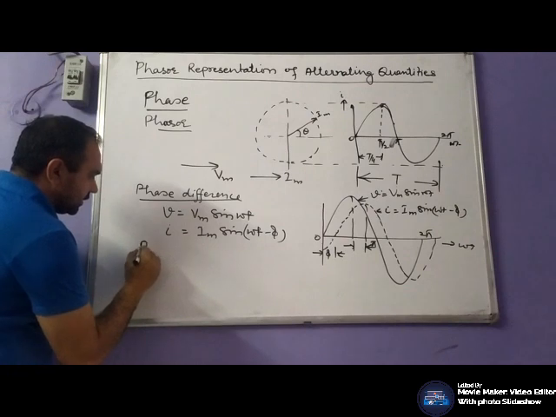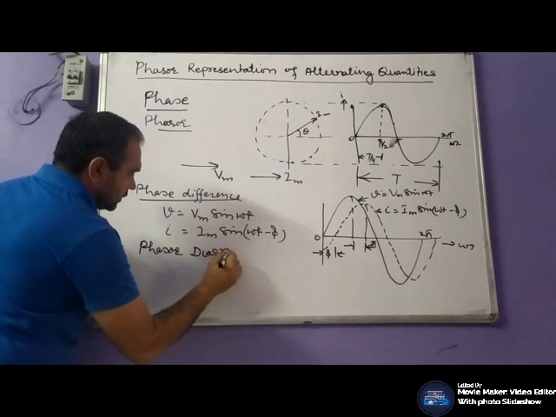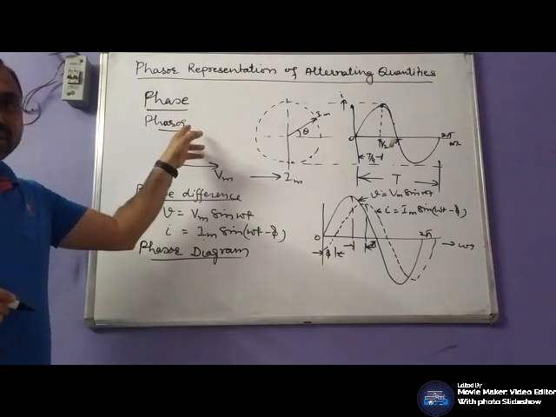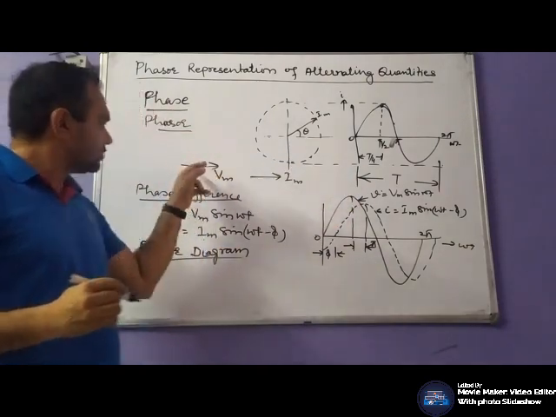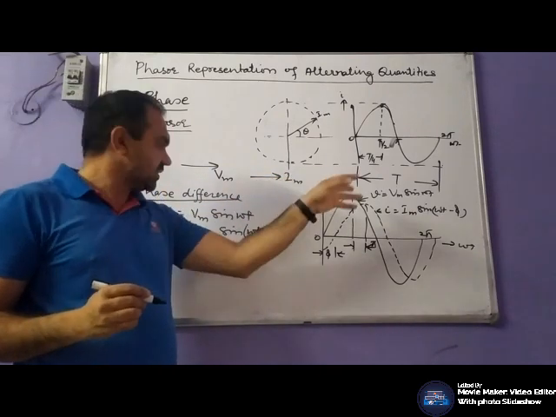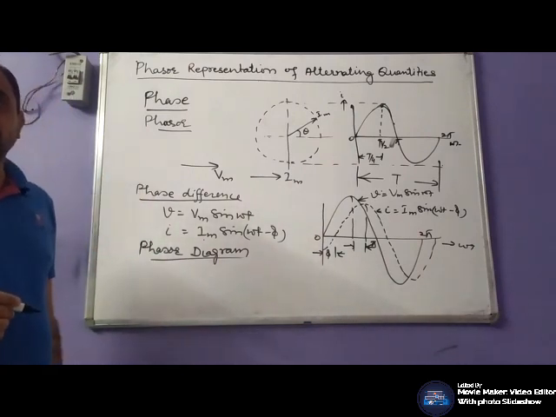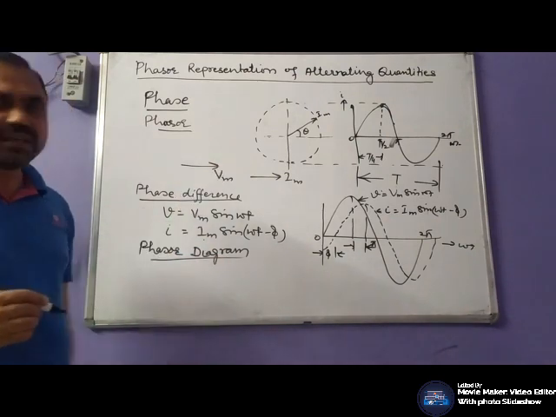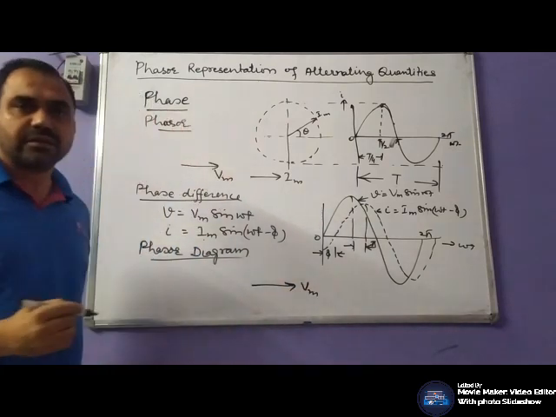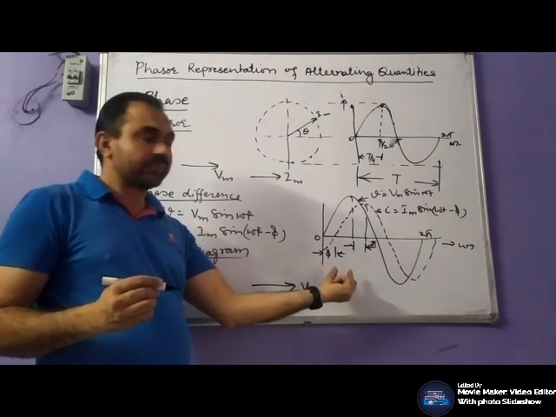Important one, phasor diagram. We have discussed that a phasor is represented by a line whose length is equal to the maximum value of the alternating quantity. For example, this is the phase difference. How will we represent it with the help of a phasor diagram? We have discussed that a phasor is a line. Let this be the line Vm. What is the difference in phase? Phi. And your current is lagging by a phase angle of phi.